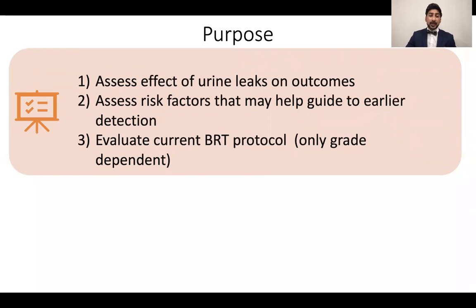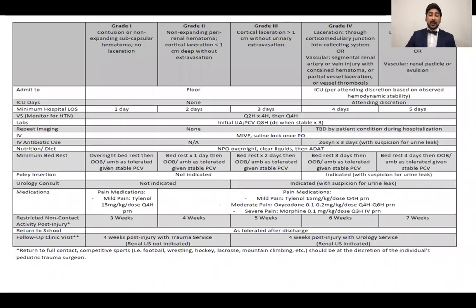The purpose of our study was to assess the effect of urine leaks on patient outcomes, as well as to assess risk factors that may help guide earlier detection of urine leaks, and evaluate our current blunt renal trauma protocol, which is only grade dependent. As you can see in this image, the trauma protocol is basically dependent on the grade of renal injury. And we wanted to see if we can change this to have more inclusion for urine leaks.